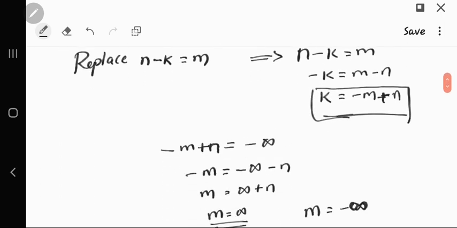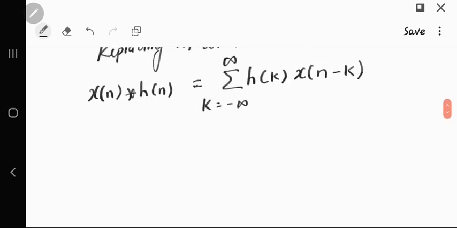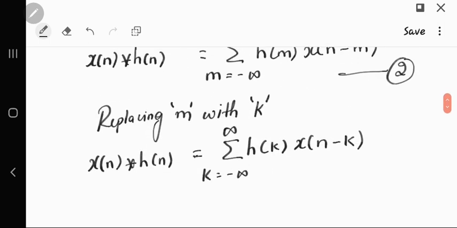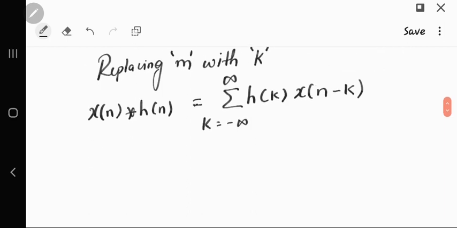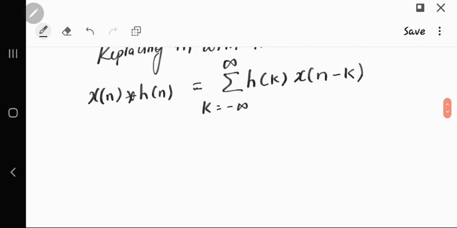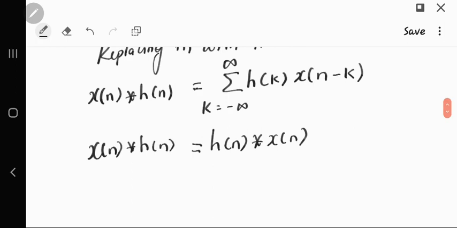In the same way, if you observe equation 2, in place of x of k we have h of k, in place of h of n minus k we have x of n minus k, and the summation limits are the same. So, now we can write it is similar to the definition of convolution sum. So, we can write this part as h of n convolved with x of n, and on the LHS we started with x of n convolved with h of n. So, this proves the commutative property.